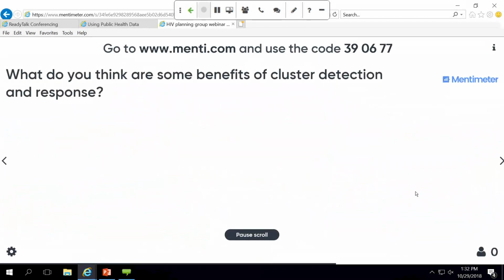Okay, so the next question is, what do you think are some benefits to cluster detection and response? Just to give you a heads up, the next question is about risks. So here you can add anything that you think is a potential benefit.